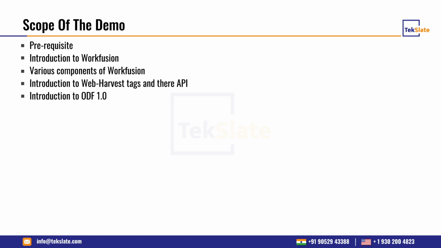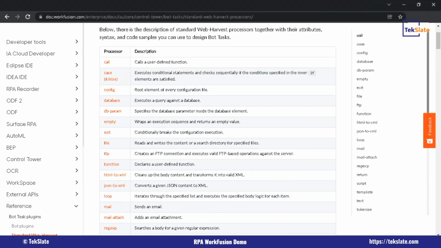What we have covered till now is the prerequisites, an introduction to WorkFusion, and various components of WorkFusion. Now, what are web harvest tags? As a part of this, WorkFusion has also given us web harvest context. If you know Java, you must know what a context is. Contexts are predefined variables that WorkFusion has provided in order to access something in a particular scope. So web harvest context tags, and this is the documentation which WorkFusion has provided us.